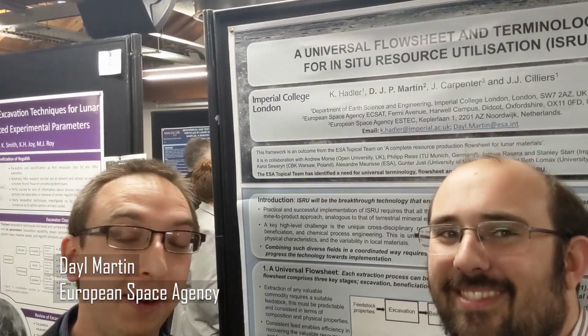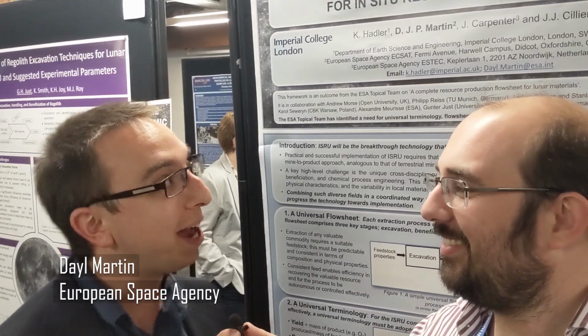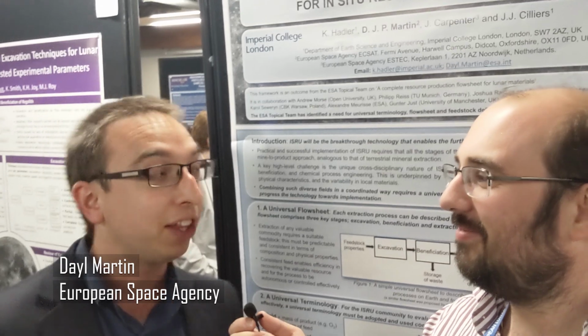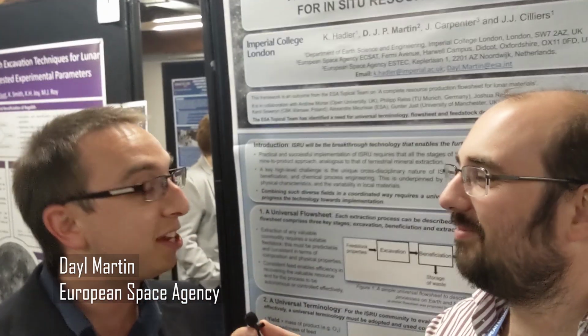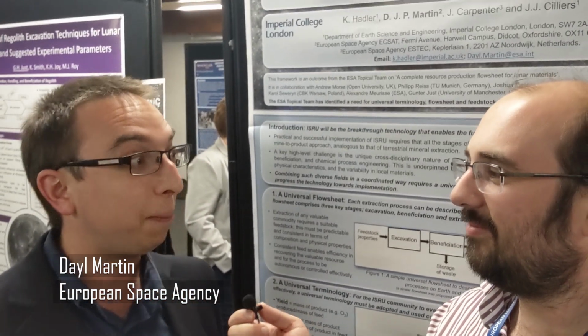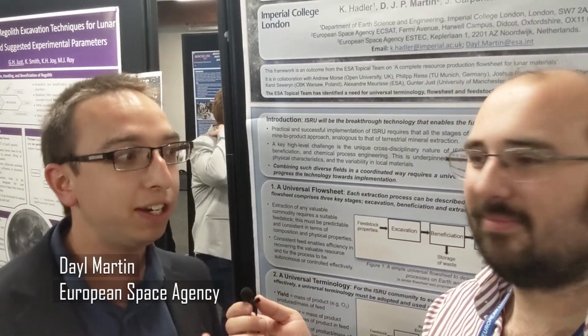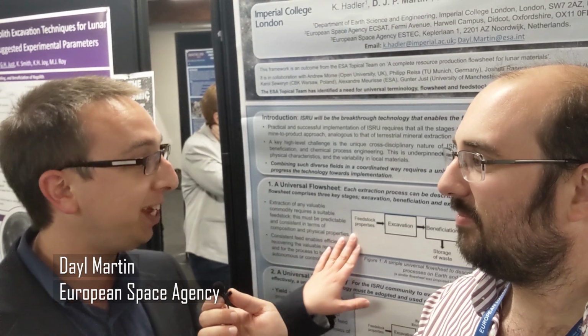Look, it's Dale Martin. Hello. What's your poster about? My poster, I'm presenting on behalf of Katharine Hadler at Imperial College London, and the poster is about the ISRU, in situ resource utilisation, topical team that's currently being set up by ESA. So the whole idea of this topical team is to come up with a universal flow sheet, an end-to-end production flow sheet for regolith on the lunar surface, characterising feedstock, excavation, beneficiation and extraction of useful elements within the regolith.